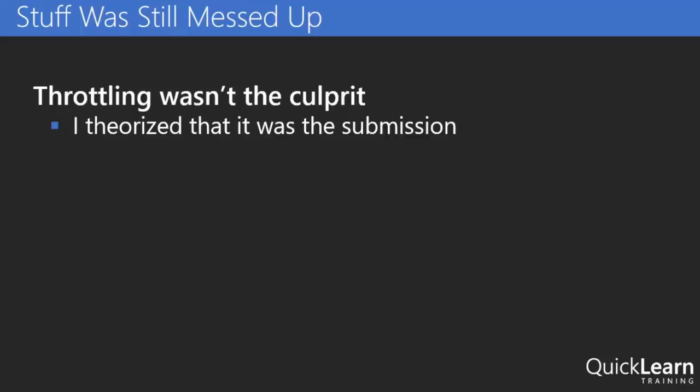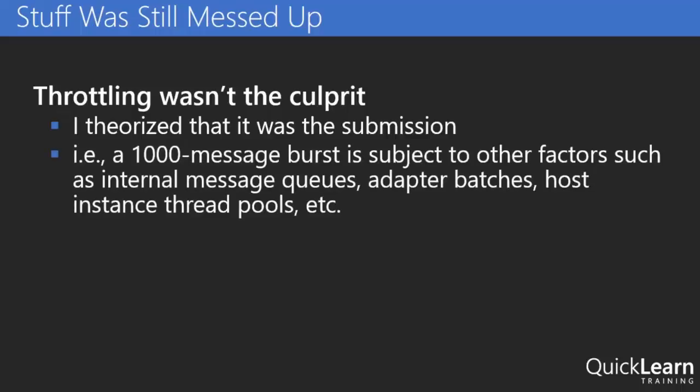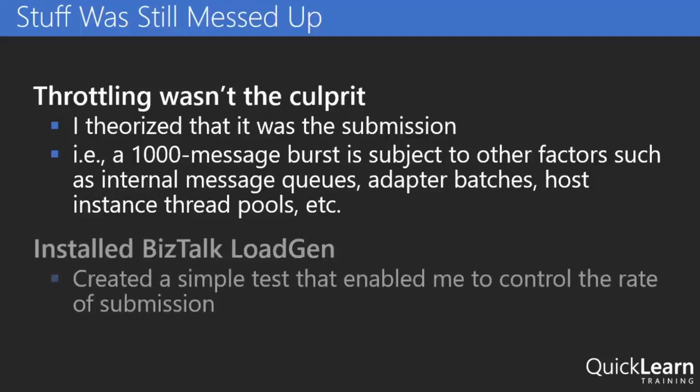If you think about it, that burst of 1,000 messages all at once is subject to a lot of other things in BizTalk, right? That's not just "go execute this map 1,000 times." That's not what's happening. We've got adapters, we've got the message box, we're publishing messages, we're picking them back up, we've got internal message queues, we've got host instance thread pools. There are so many other factors that come into play, and that 1,000 message burst of data was being influenced by them. So I wanted to change the way that I went about submitting those messages.